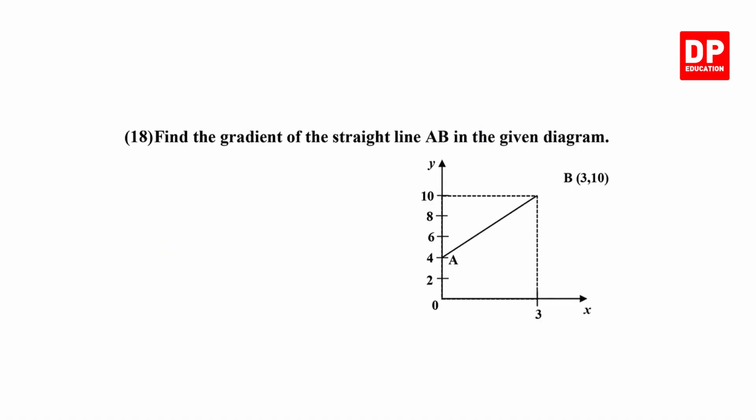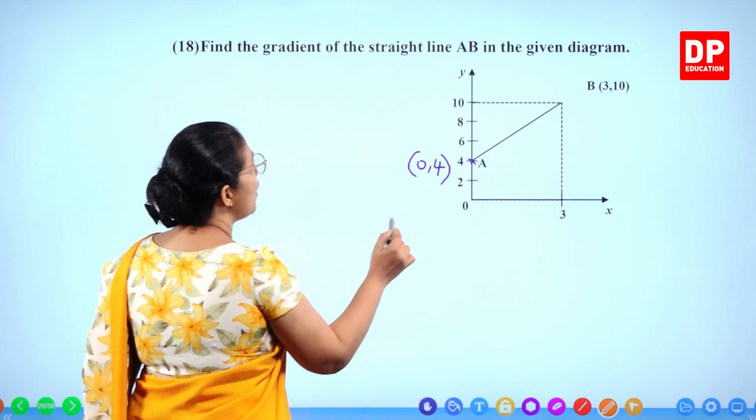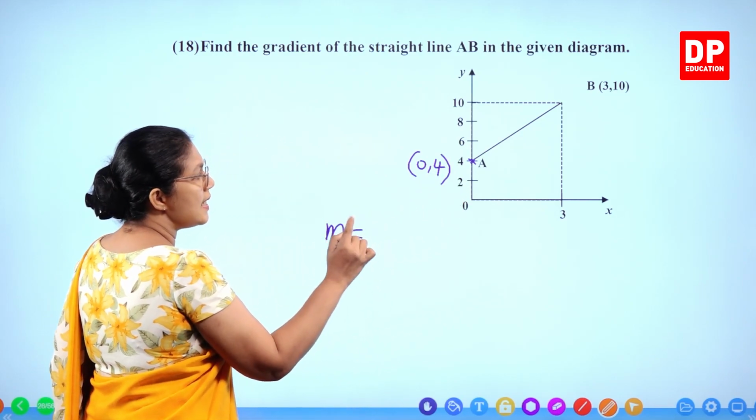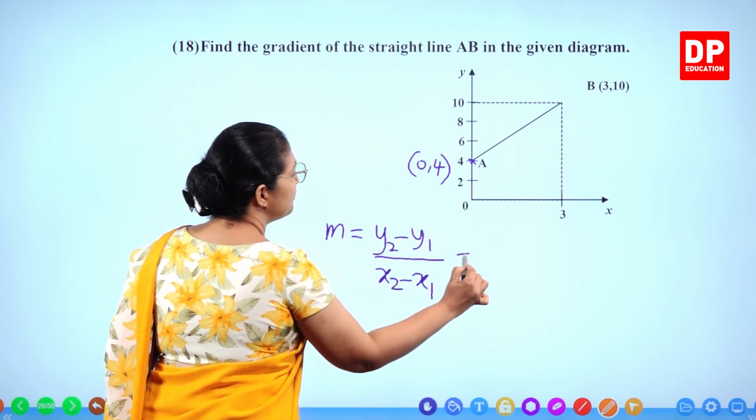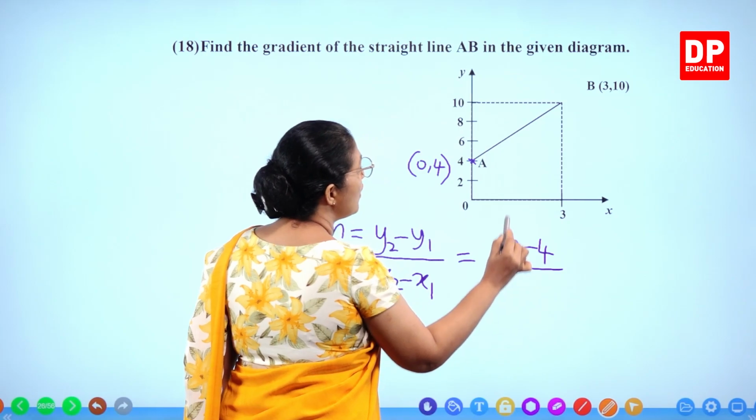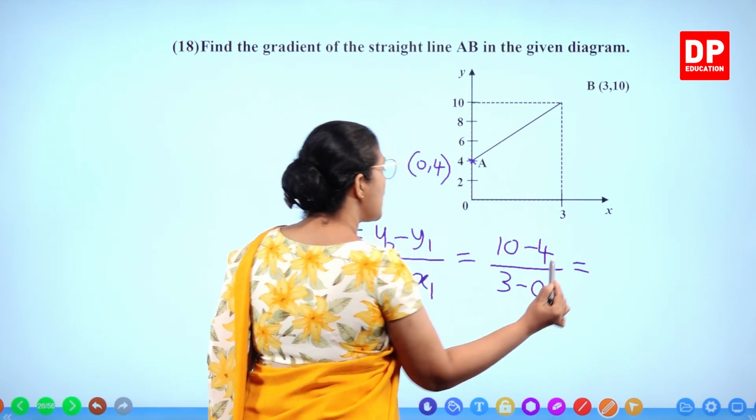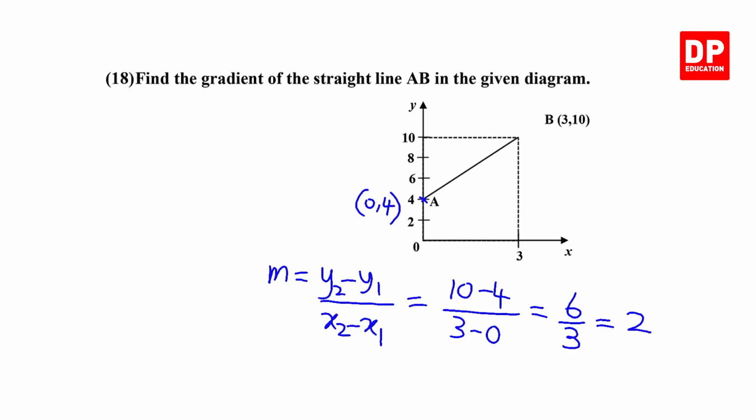Question number 18. Find the gradient of the straight line AB in the given diagram. So what is this point? This is 0, 4. How do you find the gradient? M equals difference between y coordinates over difference between x coordinates. So what is the difference between y coordinates? 10 minus 4 over 3 minus 0. So 10 minus 4 is 6. 6 divided by 3, you get 2. 2 is the gradient of this AB line. 2 marks.